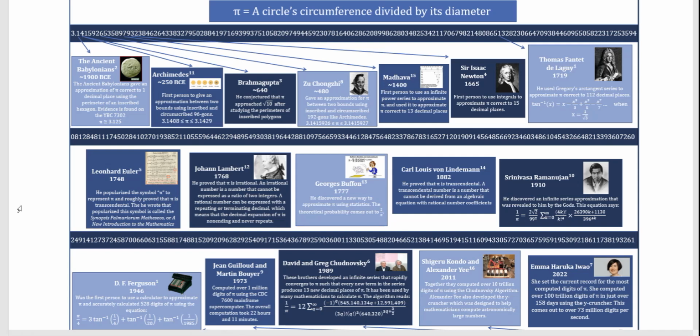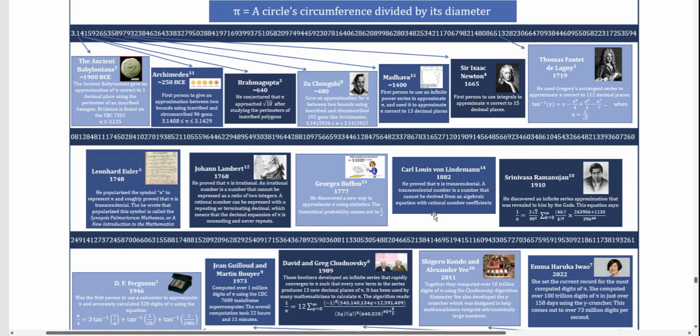Now, an irrational number is a number that cannot be expressed as a ratio of two integers. Okay, and it cannot be a repeating or terminating decimal. So we know at this point, around 1768, we knew for sure that it was irrational. George Buffon in 1777 related pi to a new way to approximate it using some statistics.